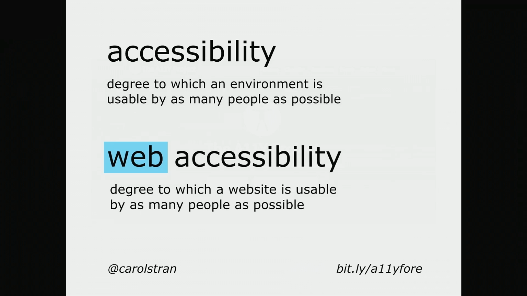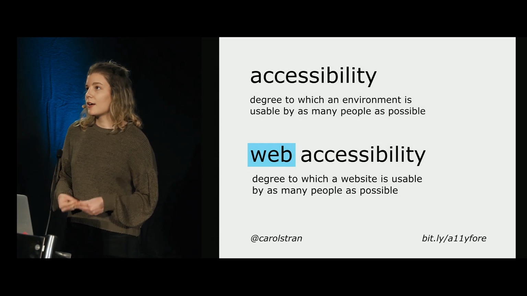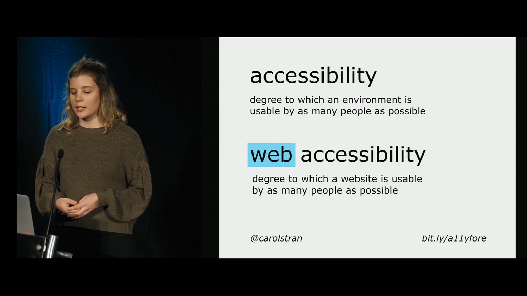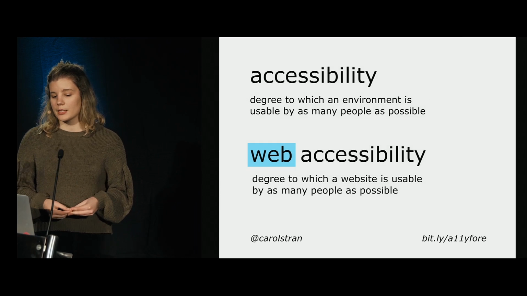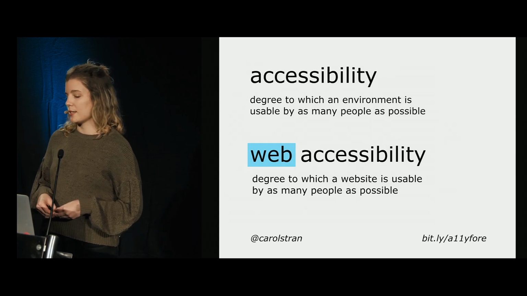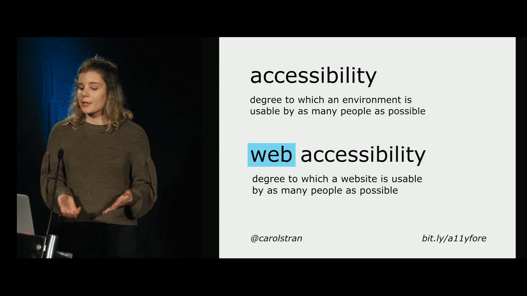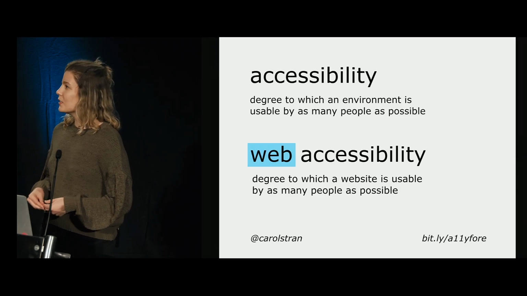So Laura Kalbag outlines this really well in her book, Accessibility for Everyone. She defines accessibility in the physical world as the degree to which an environment is usable by as many people as possible. And web accessibility is the degree to which websites are usable by as many people as possible. We can think of both kinds of accessibility as forms of inclusion. And this concept of inclusion has been finding its stride in the web development community, and it's not really that difficult to figure out why.